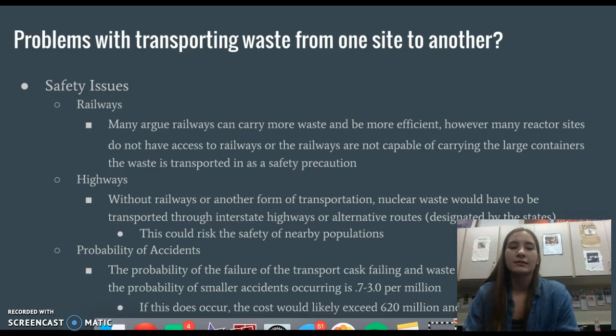The probability of accidents is really rare, and there's never been an accident where leakage of the waste has actually occurred, but there have been smaller accidents. For example, the probability of an accident by truck is 0.7 to 3.0 per million, and if a serious accident does occur, it would probably exceed $620 million to clean up and require at least 460 days for just a small fraction of spillage to occur.